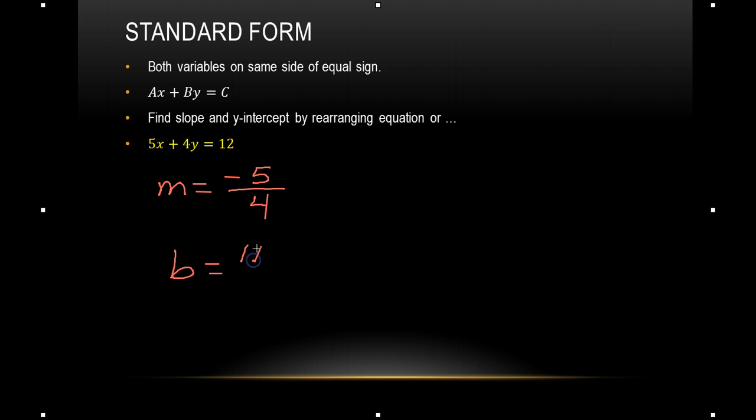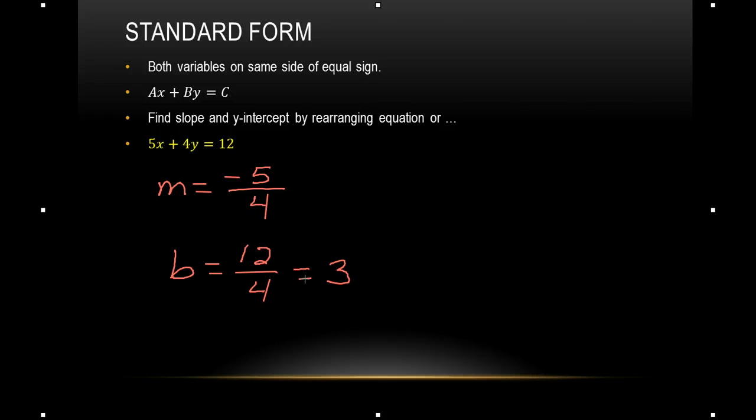Divide that by your b value, which is 4, and then simplify. And without doing as much mathematics or as much thinking, we found our answers for the y-intercept and the slope when the equation is in standard form.